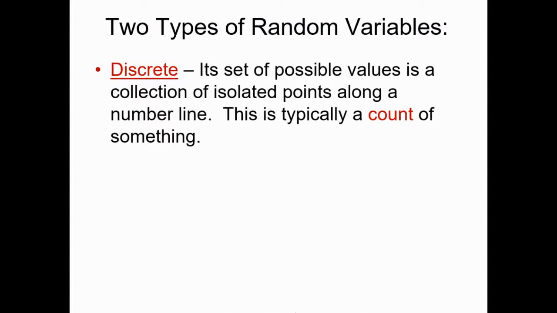Okay, so we already talked about it, but just as a review, if you don't remember it, maybe you want to draw these number lines beside discrete and continuous, or write something beside it, because it's for sure on the dual credit homework that I gave you all today. Discrete is a set of possible values that's a collection of isolated points along a number line. Typically, it's a count of something. So it's just individual points.